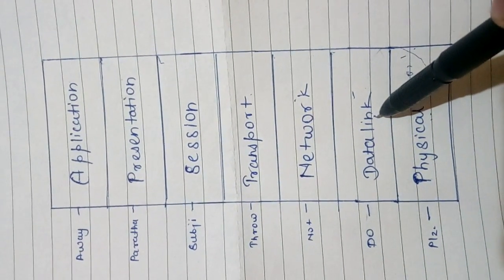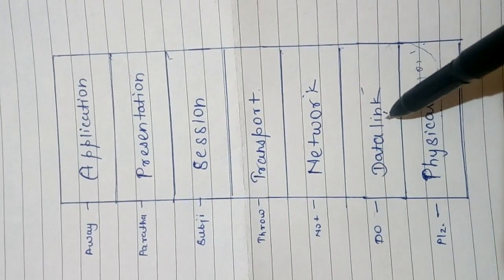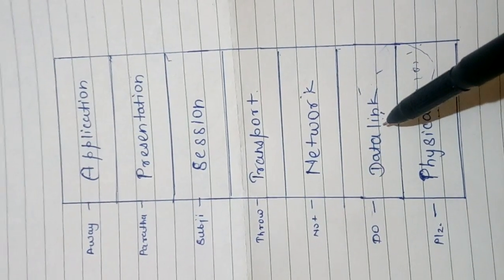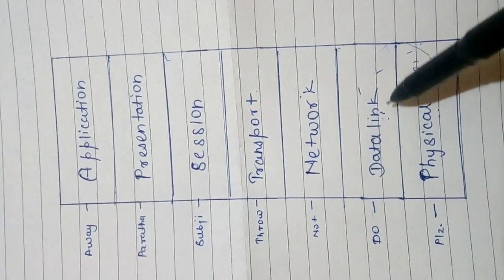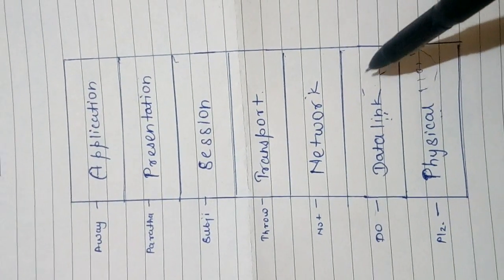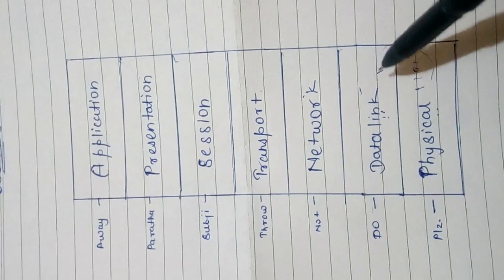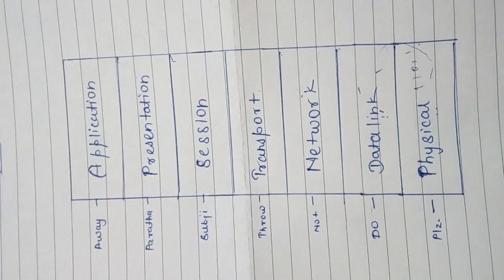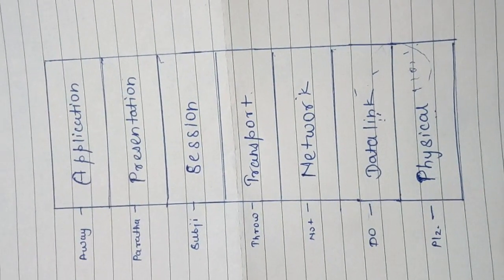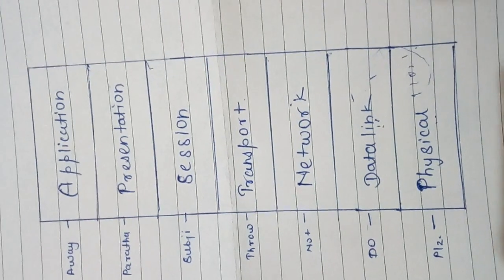Then let's go to data link. Data link means its main function is to link data. To link data, it has to provide end-to-end validity. Its main principle is to provide end-to-end validity, and it's also responsible for transmitting and receiving. Transmitting means to transmit data, and receiving means to receive data from the lower layer. So this is clear for the data link layer.